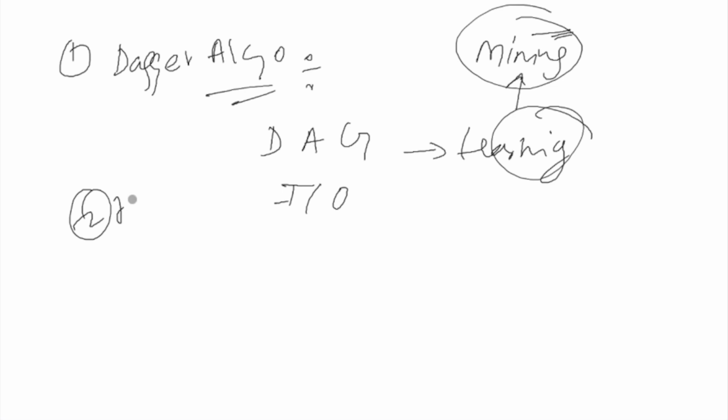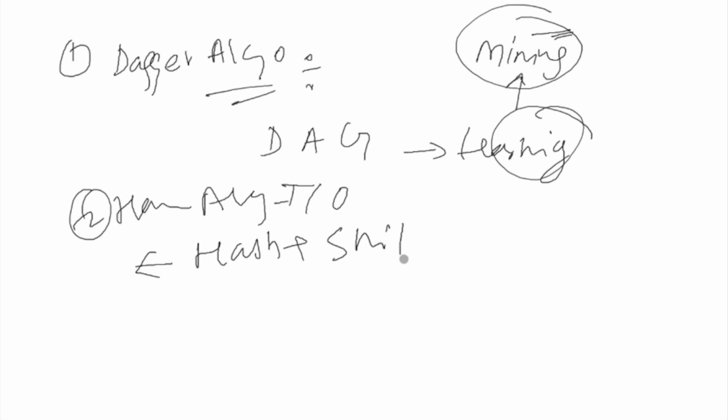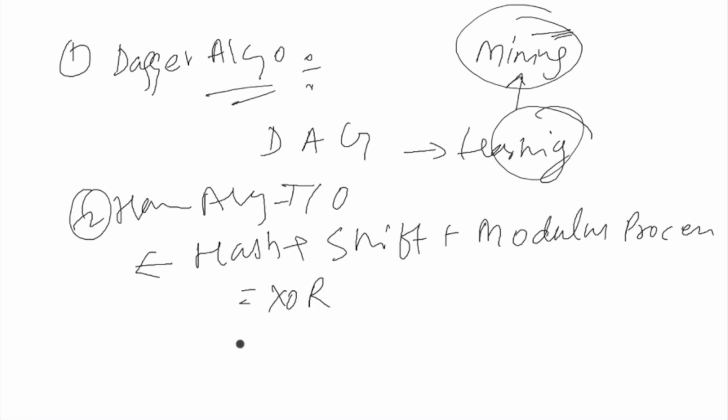Now the second one is the Hashimoto algo. Hashimoto is nothing but hash plus shift plus modulus process. The last process is XOR. Whatever process you are doing, in the end you have to do an XOR of the transaction. This particular algorithm is memory hardened because the block number is calculated at every single iteration. So if the number of transactions is 64, then the number of times it will calculate the block number is 64 times.